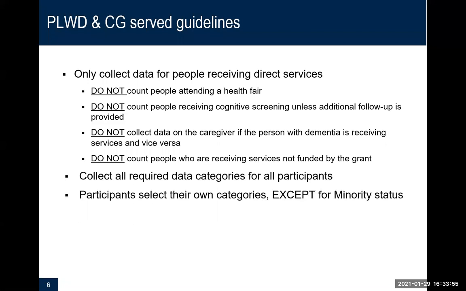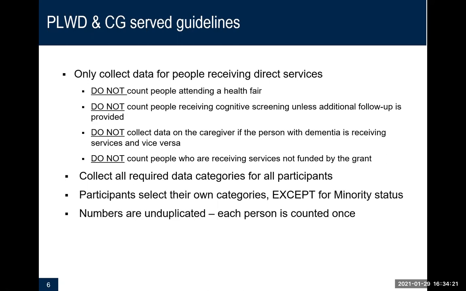Similarly, participants should be the ones selecting the appropriate options within each category. They can answer these questions in writing by filling out a form, or verbally if you're asking the questions of them either in person or over the phone. The one exception to this, which we'll look at more closely, is minority status, which needs to be assigned by project staff.